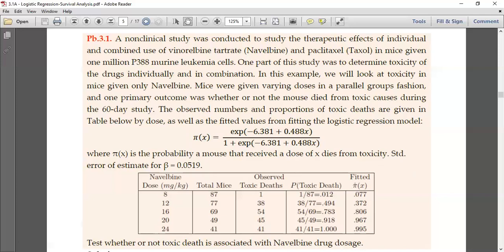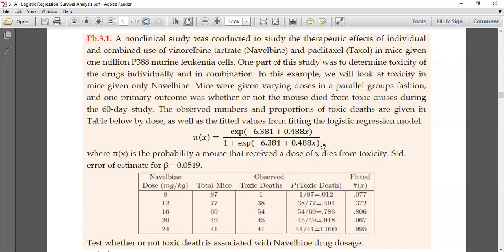For us, the question is to test whether or not toxic death is associated with drug dosage. It means x and this beta in this equation: whether this beta is significant or not. This is the question, whether x is associated with pi of x. You just have to find out whether this beta is significant or not.